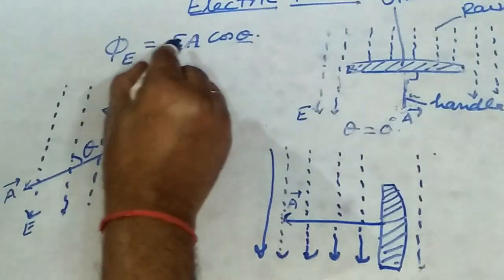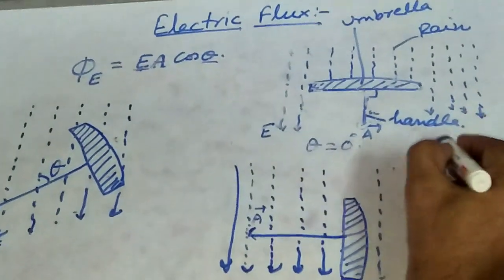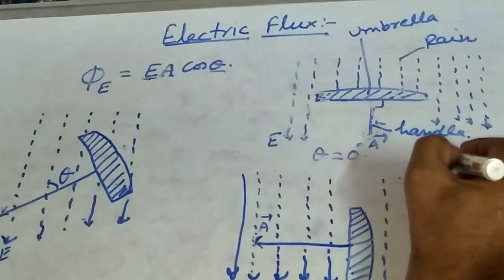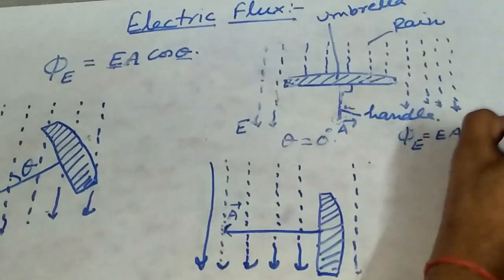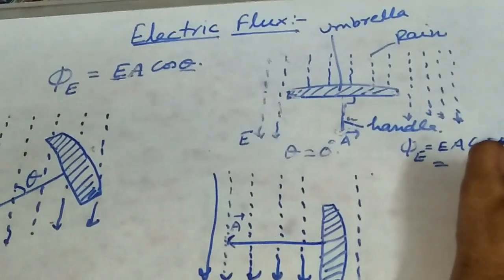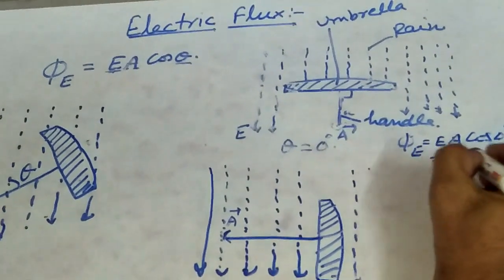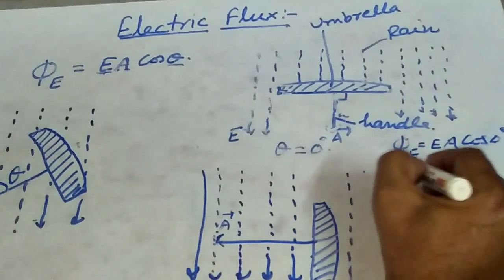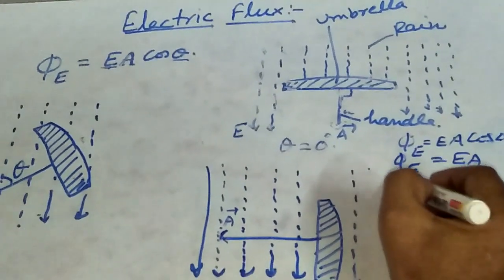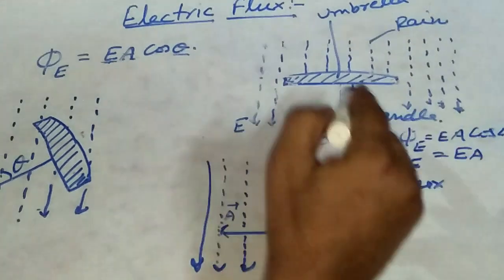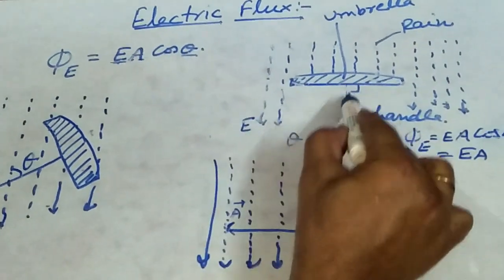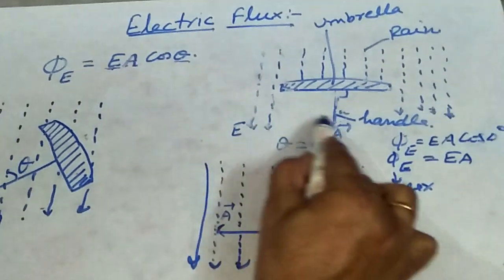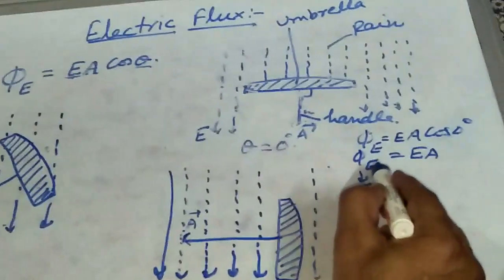It means theta is equal to 0 degree. And in this case, theta is equal to 0, then the electric flux passing through this surface is phi is equal to EA cos 0. And dear student, you know cos 0 is equal to 1. So phi is equal to EA. Phi is equal to EA means in this case the electric flux becomes maximum. It means when the electric field and the area vector both are parallel, then maximum electric flux passes through this surface.